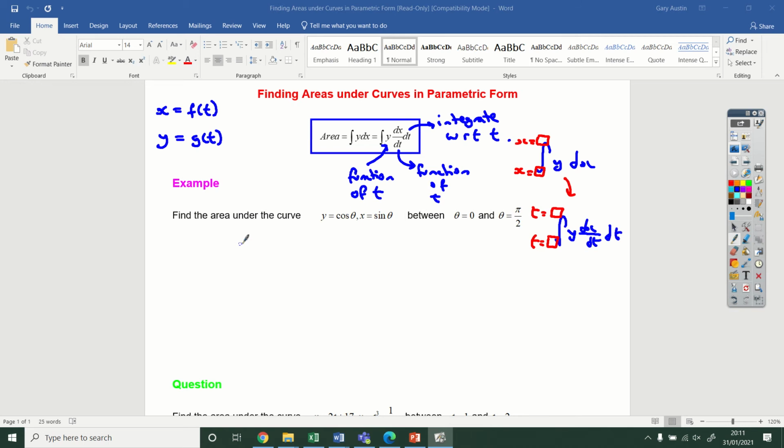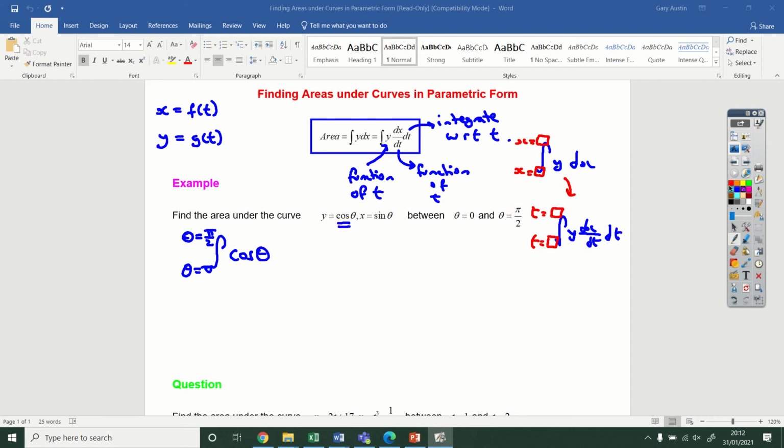So let's apply what we've got to our formula here. I would firstly figure out if we need to change our bounds on our integral, and we don't, because theta here is taking the place of what we'd normally refer to as t. That's our variable that links x with y, so we don't need to change those bounds. So we're going to integrate from theta is 0 to theta is pi over 2, and then y is going to be cos of theta.